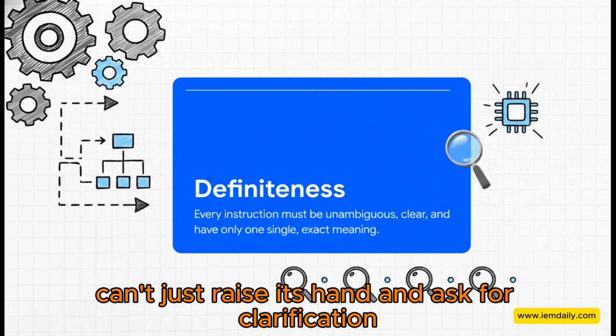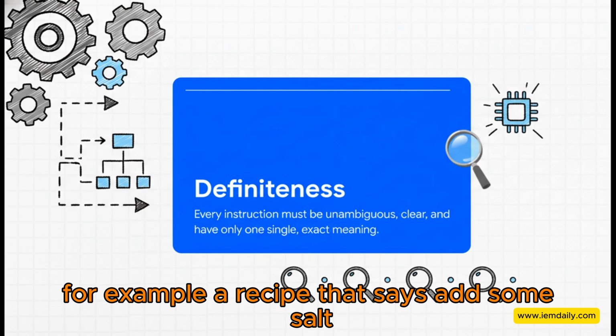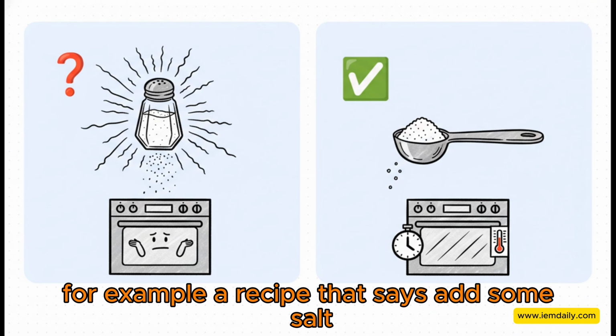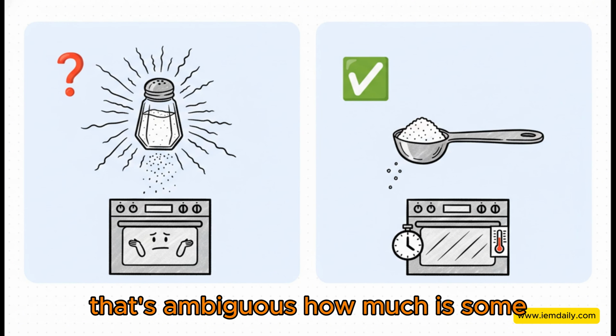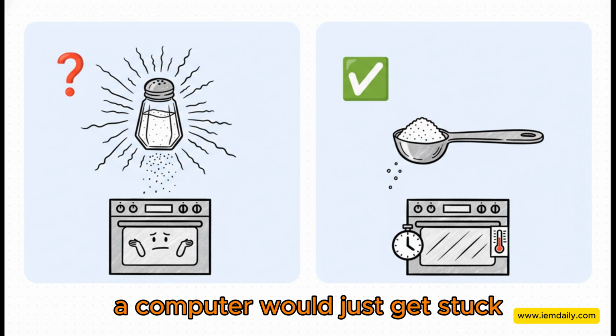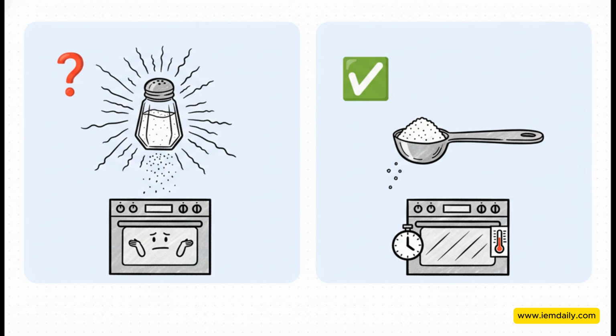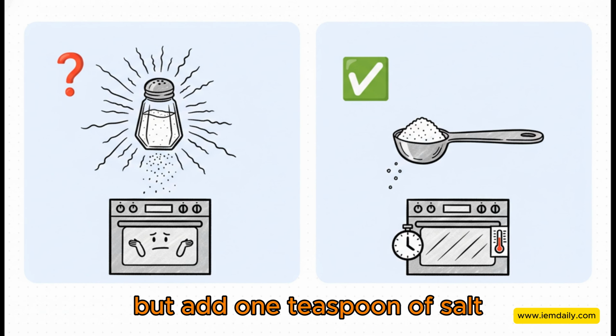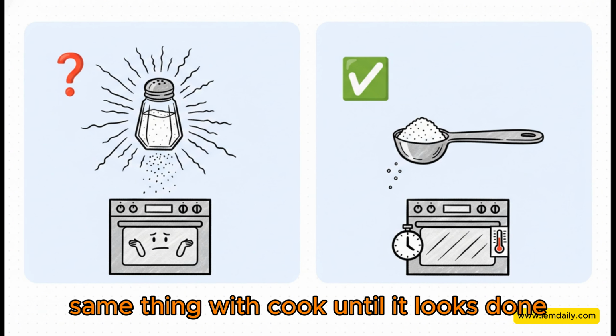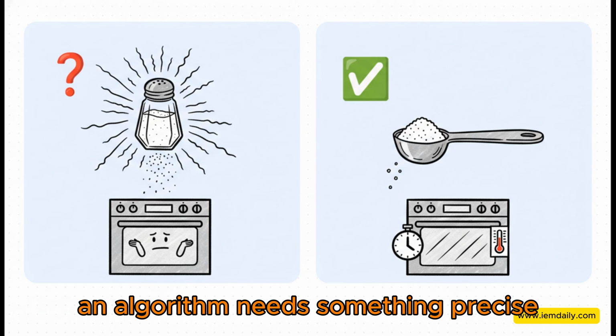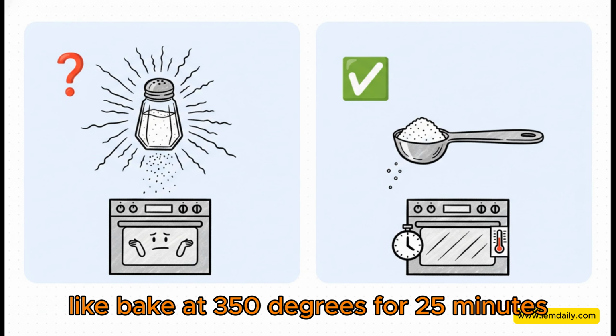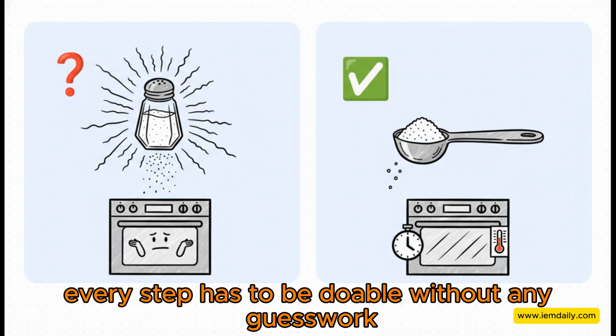A computer can't just raise its hand and ask for clarification. For example, a recipe that says add some salt, that's ambiguous. How much is some? A computer would just get stuck. But add 1 teaspoon of salt, that's definite. Same thing with cook until it looks done. That takes human judgment. An algorithm needs something precise, like bake at 350 degrees for 25 minutes. Every step has to be doable without any guesswork.